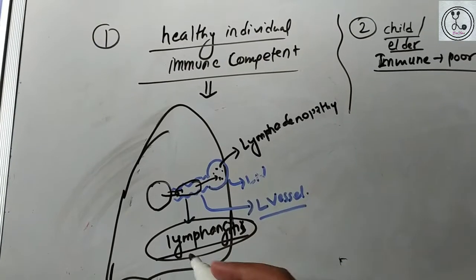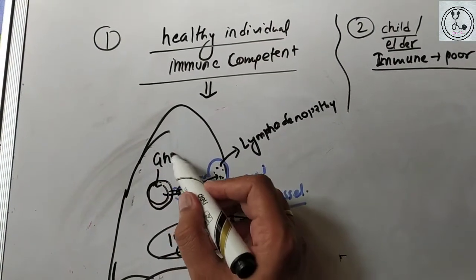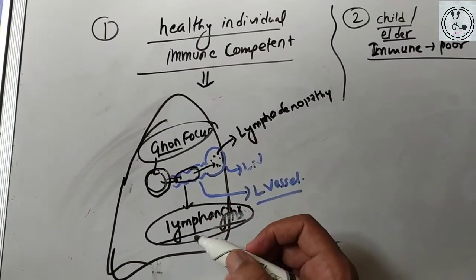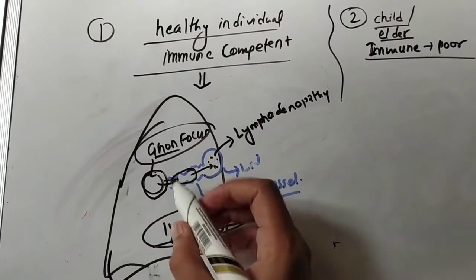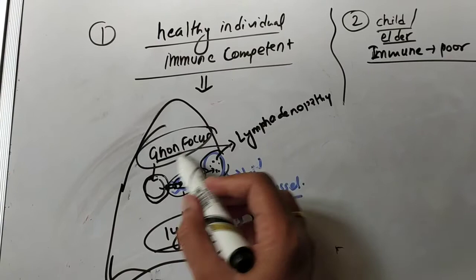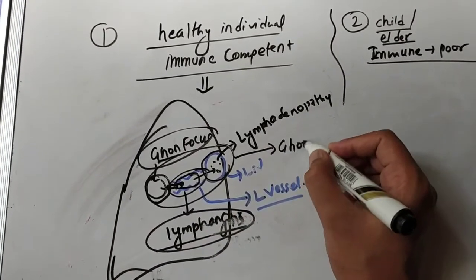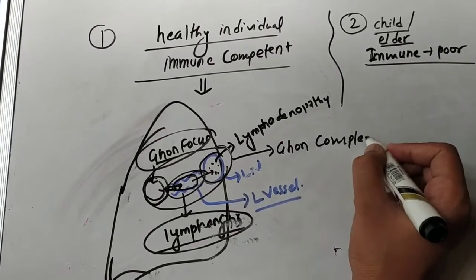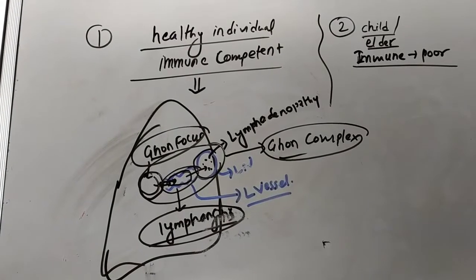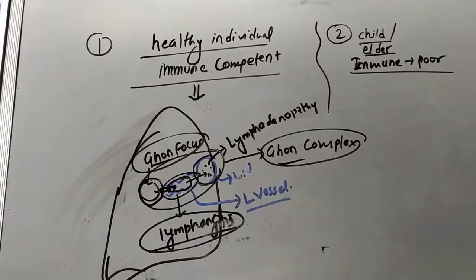And now the involvement of the ghon. So this was the ghon focus. And from the ghon focus, the bacteria came and involved the lymph vessel and involved the lymph node. This overall thing is known as ghon complex. So what is ghon complex? When the ghon focus involves the lymph vessel and the lymph node, then in that case we will call it a ghon complex. So in this way the ghon complex is formed.